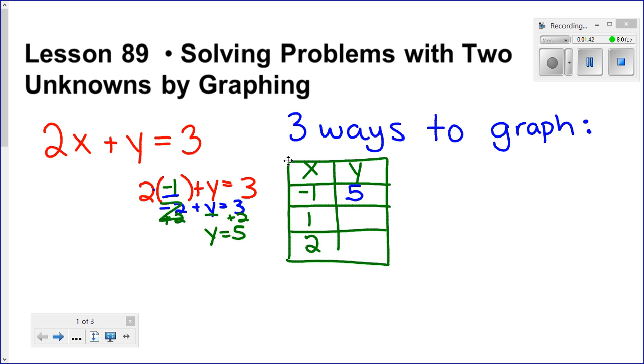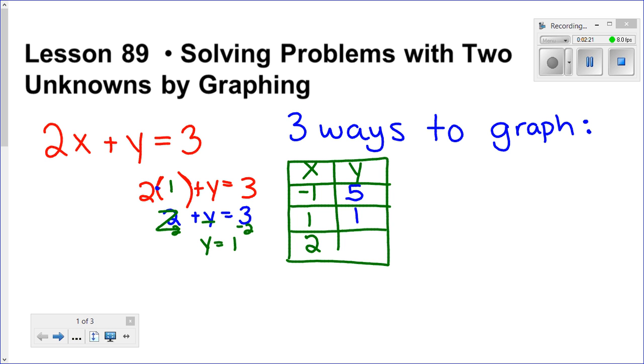We're going to continue to do this for each of the values that we would like to use. So our next value that we have chosen is +1. So when we plug in our 1, 2 times 1 is 2, plus y equals 3. How are we going to get y all by itself? By subtracting 2 from both sides. 2 minus 2 is 0. y is all by itself. 3 minus 2 is 1. So your y value when x is 1 is 1.